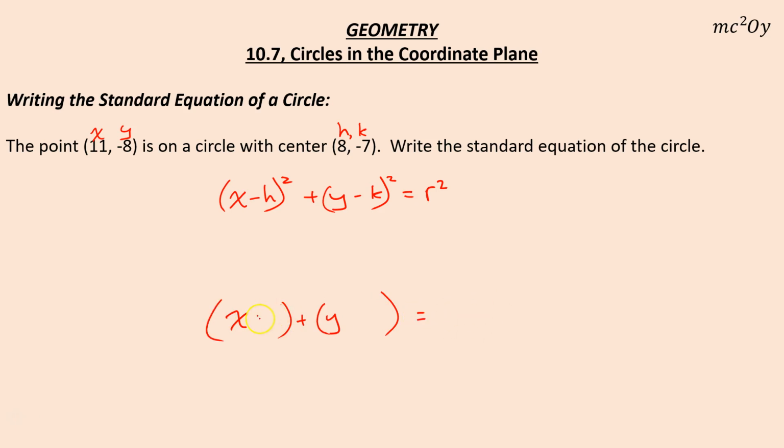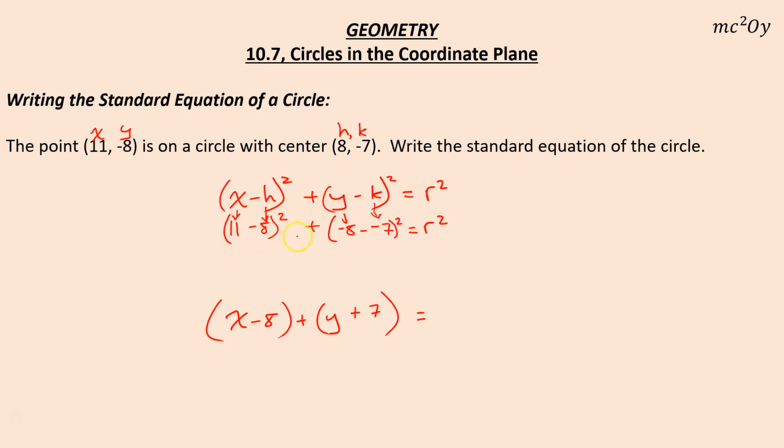We know h and k. We know this is going to be minus 8, and minus negative 7, which is a plus 7. But we don't know r yet. So filling in the things we do know, we know an x value, 11. We know an h value, 8. We know a y value, negative 8. And we know a k value, negative 7.